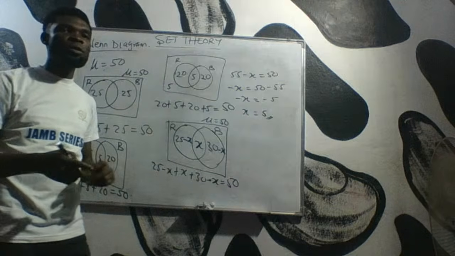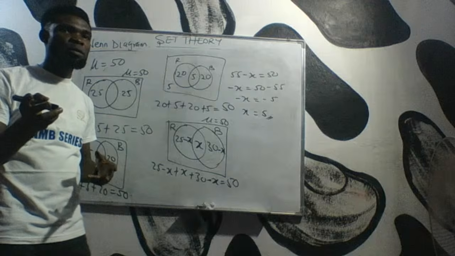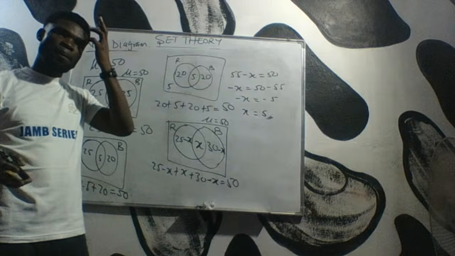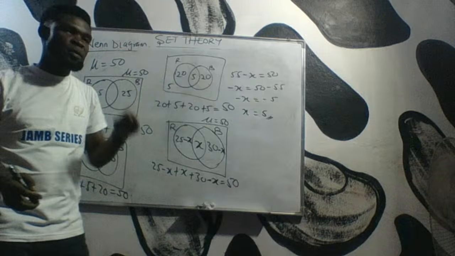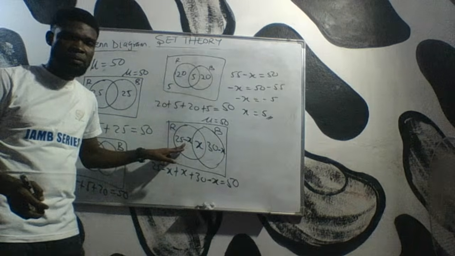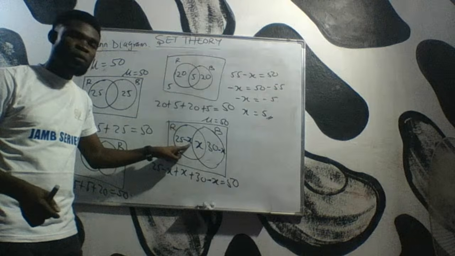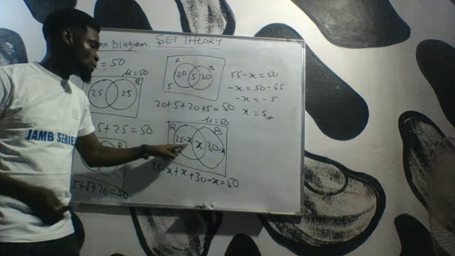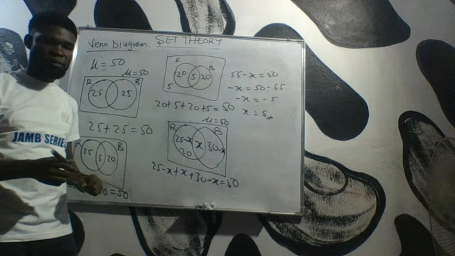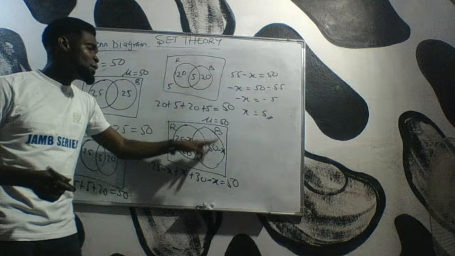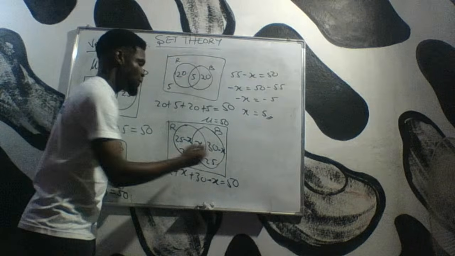So here's the next question that can come in. The next question can be, how many students ate rice only? That will be 25 minus 5. That will give us 20. That means 20 students ate rice only. How many students ate beans only? That will be 30 minus 5, which is 25.